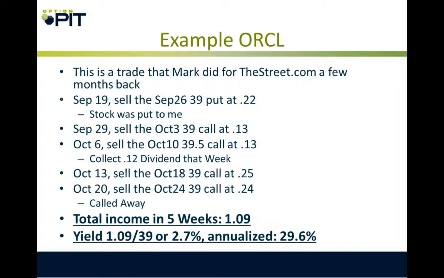So this is one that I did for the street in Oracle, last year. Sell the 39 put. Then I sell the October 3 call. I sell the 39 put, stock got put to me. I sell the 39.5 call at 13 cents. I collect the dividend. I sell the 39 call at a quarter, and I sell the 39 call at 24 cents. Gets called away. In 5 weeks, I made $1.09, tying up 39 bucks. It's a 30% annualized yield.